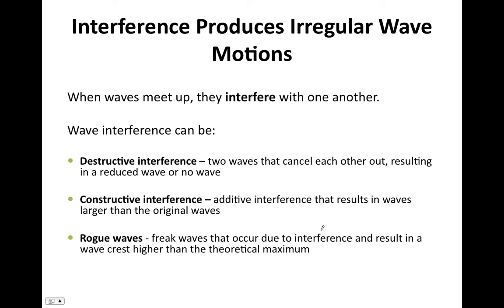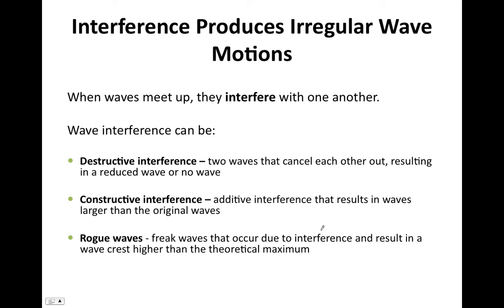So whenever you have waves of different wavelengths moving through the same sea surface, it creates what's known as interference. Interference is whenever waves meet up and they basically add with one another. And there's two different ways in which waves can interfere. You can have destructive interference and constructive interference.